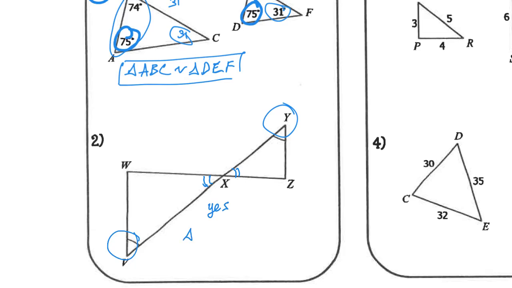And then we just have to name the triangles, right? The similarity statement. It doesn't matter how I name the first one. I'm just going to name it WXV is similar to, now I have to match up the next one. So angle W matches with angle Z, so I have to put Z first. And X matches with itself, so I put X next, and then V matches with Y. So there's my similarity statement. They are similar.